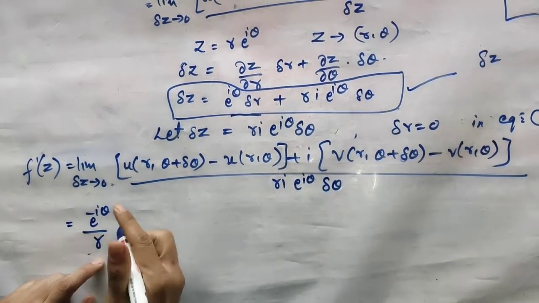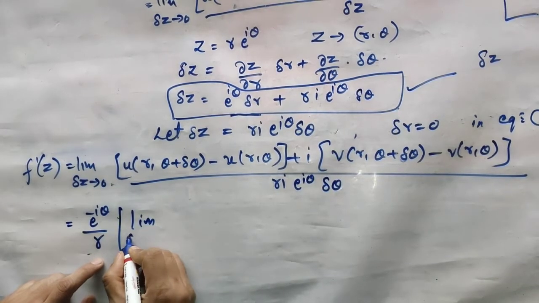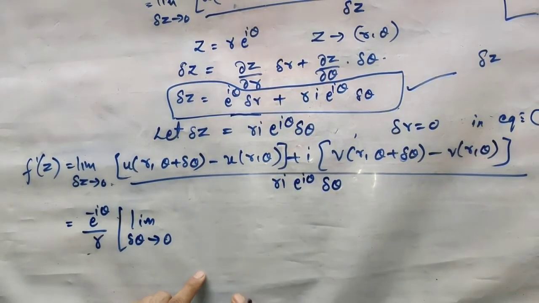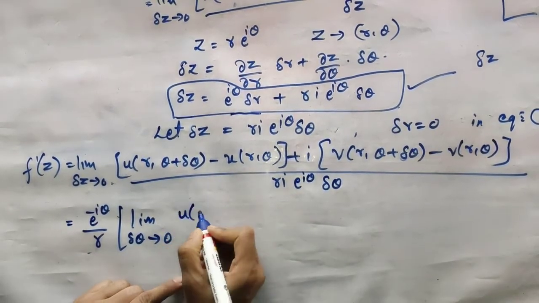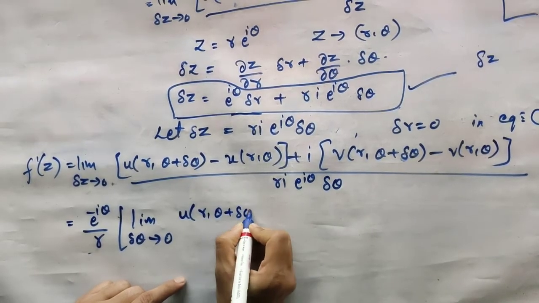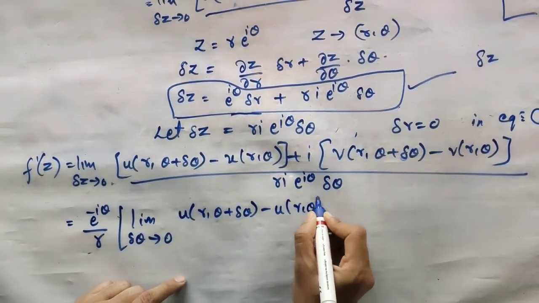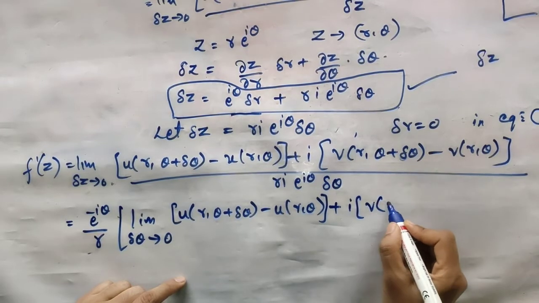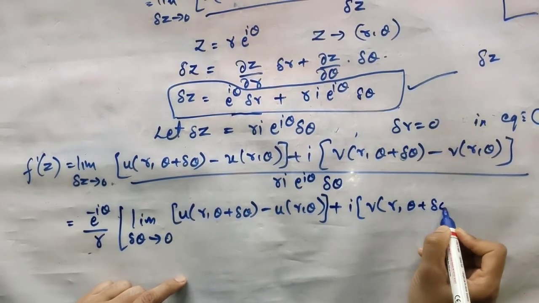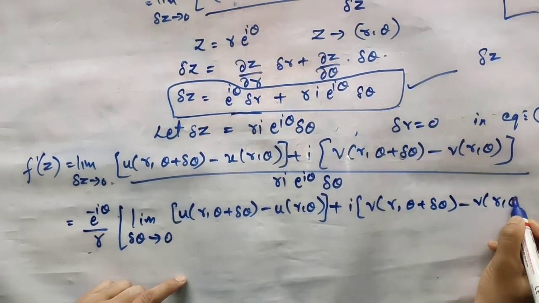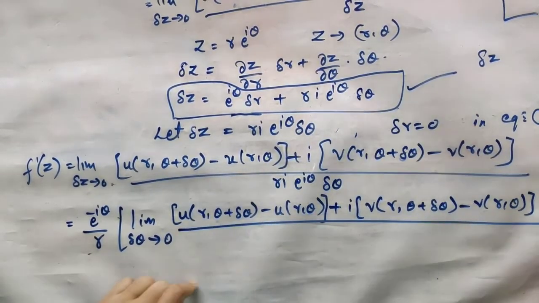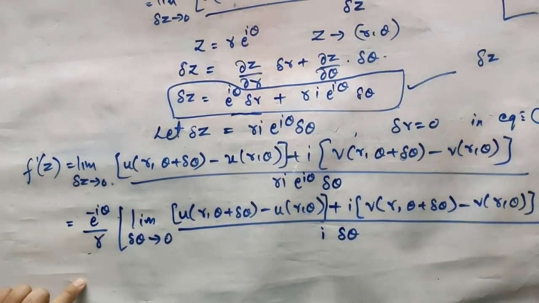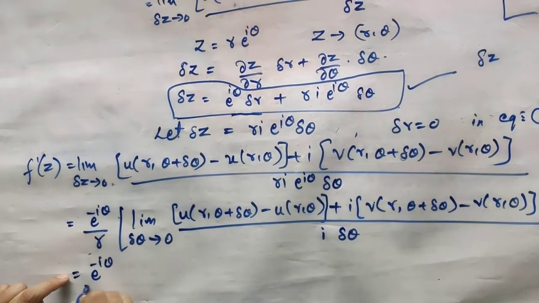Now take a bracket. Limit as delta z tending to 0, this is happening with the theta, so I can write directly delta theta tending to 0 this time, because I have already replaced everything. So now u of r comma theta plus delta theta minus u of r theta, plus I times the imaginary part, divided by I into delta theta. Now complete this bracket as well. So it is e to power minus I theta divided by r as it is.